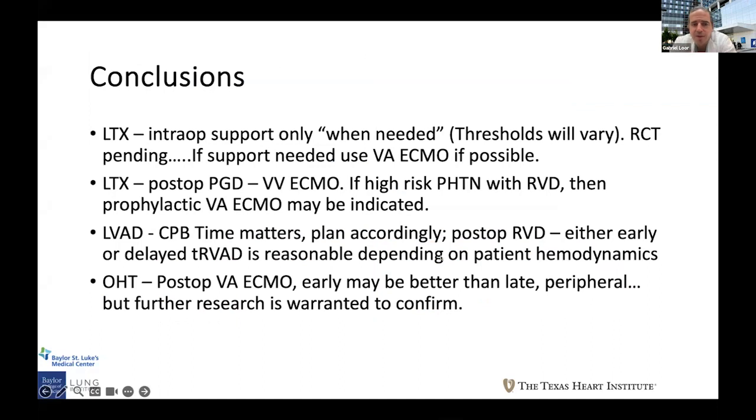So in conclusion, for lung transplant, intraop support should be used when needed, knowing that off pump is a very reasonable strategy also, but that threshold is going to be low and it may vary, and I have no trouble with going to VA ECMO when needed. For post-op PGD, VV is very ideal. Pulmonary hypertension, if you have RV dysfunction, consider VA ECMO early.